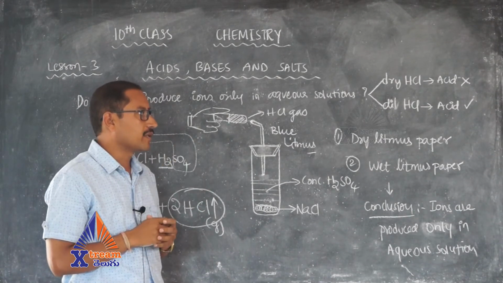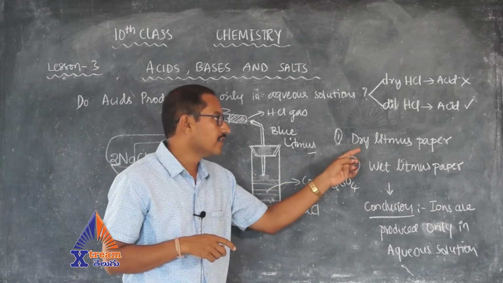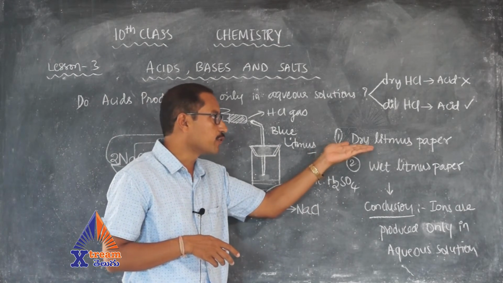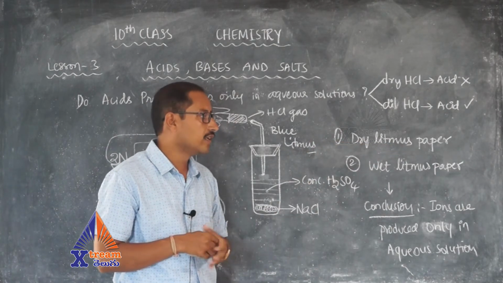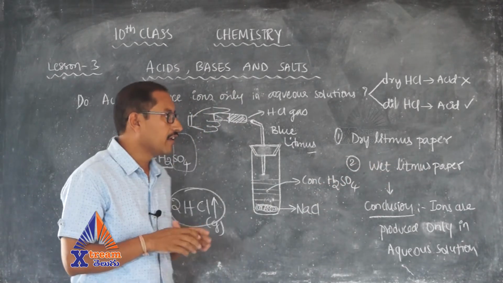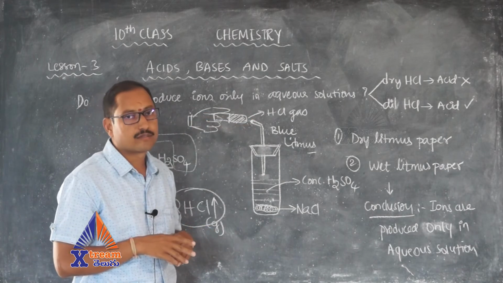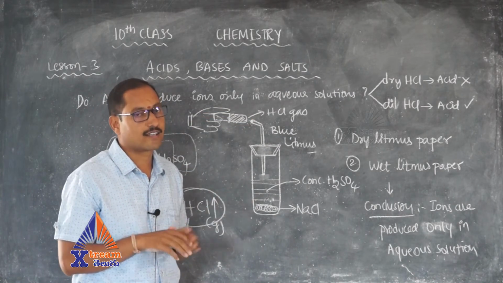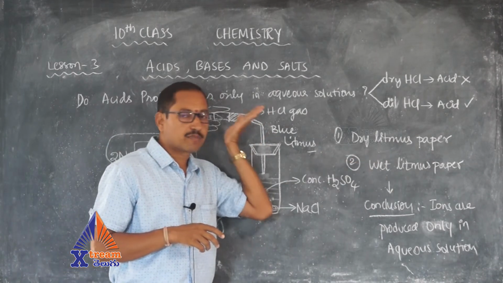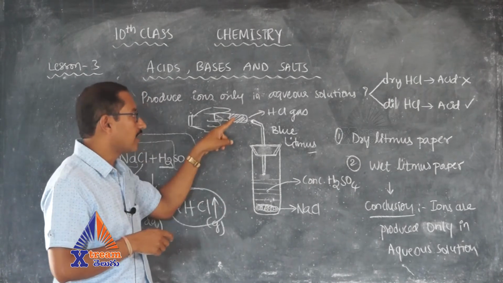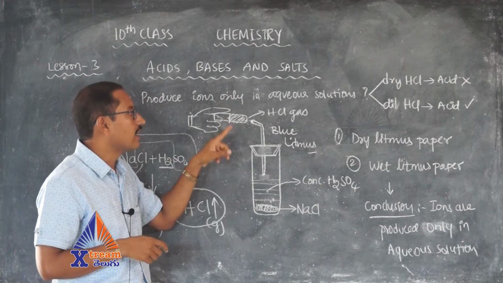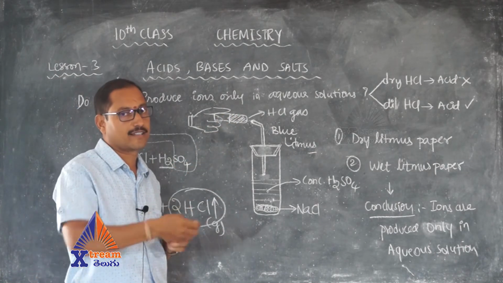This blue litmus paper can be put there in dry or wet form. That is, if we put dry litmus paper there, what will happen? If we put wet litmus paper there, what will happen? Let us try to understand. If we put dry litmus paper here, it is observed that there is no change in color. Blue remains blue only. If it is wet litmus paper put over there, it is observed that the half which has been made wet has turned its color from blue to red.